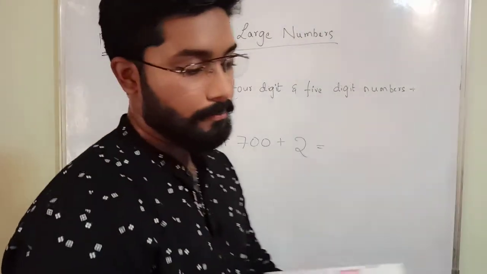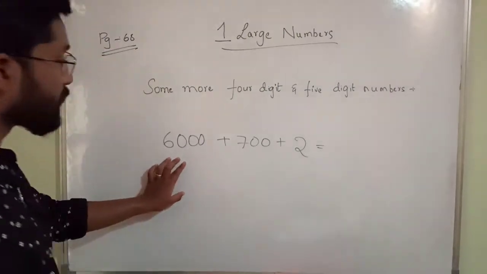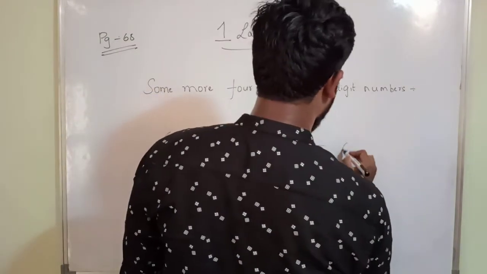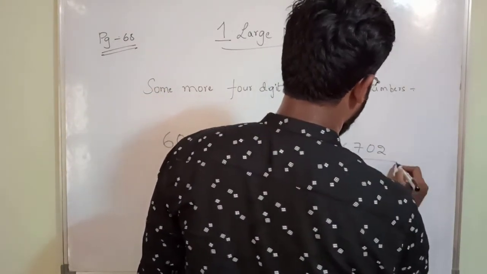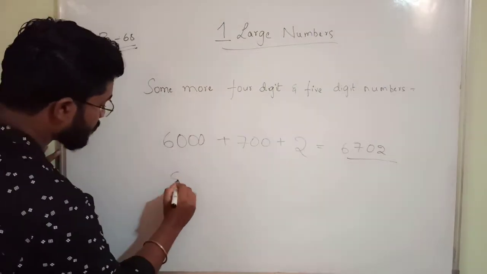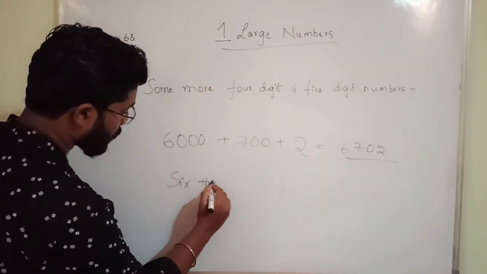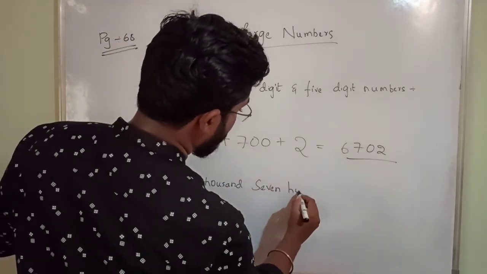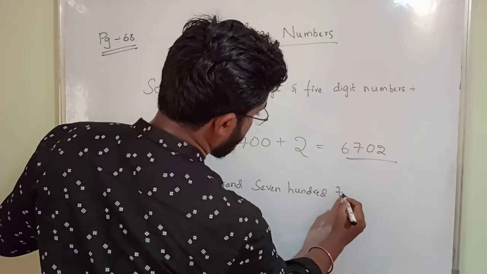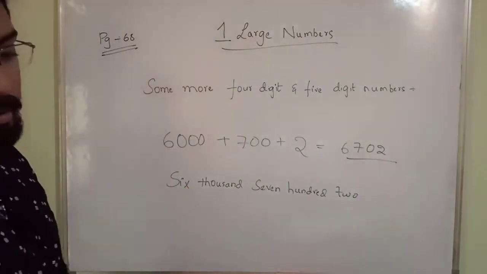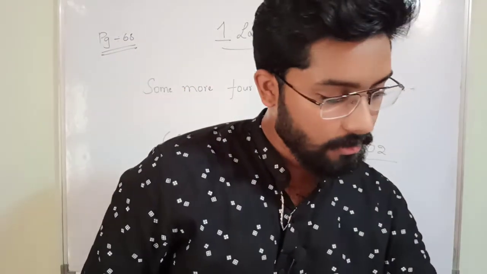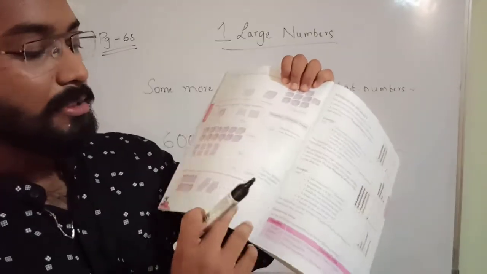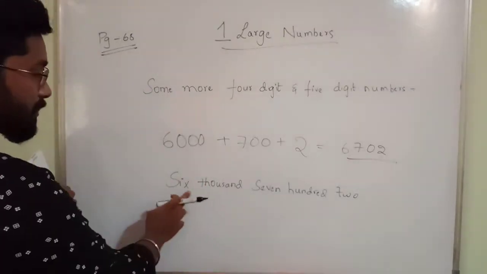How much is the answer? This is 6,000. This is 700. And this is 2. 6,702. What is the number name? 6,000 702. 6702. That is the number name. So in the previous one, he has mentioned the process of how to do it. This one you have to solve. For this, the answer is 6702.